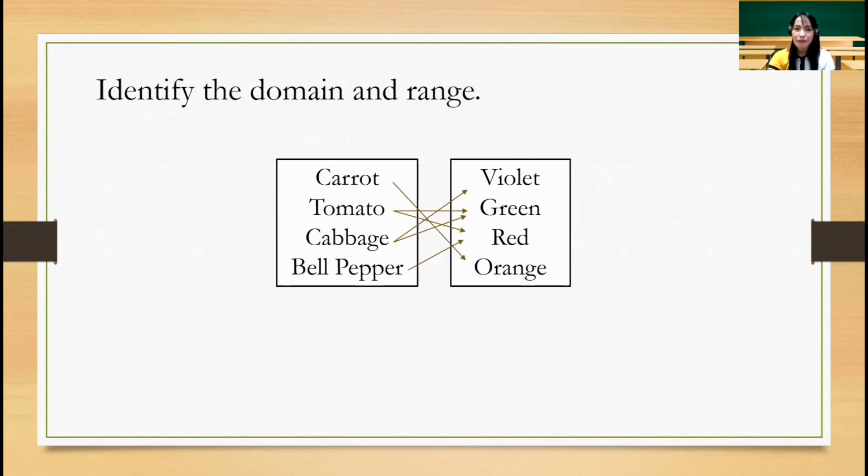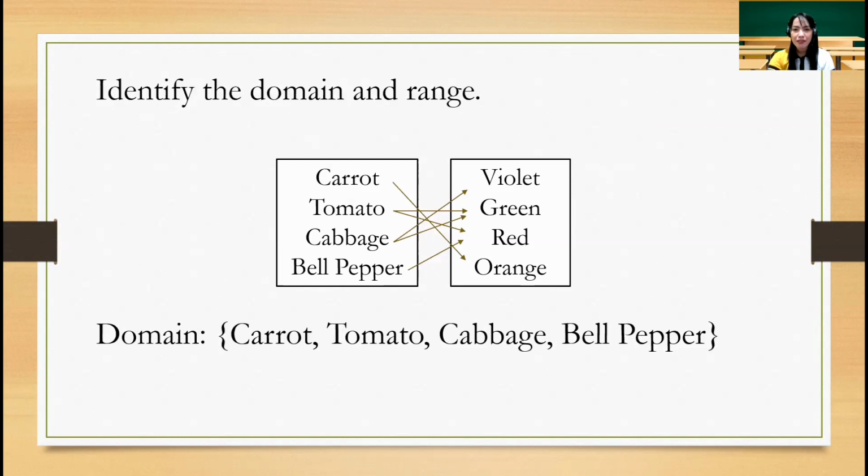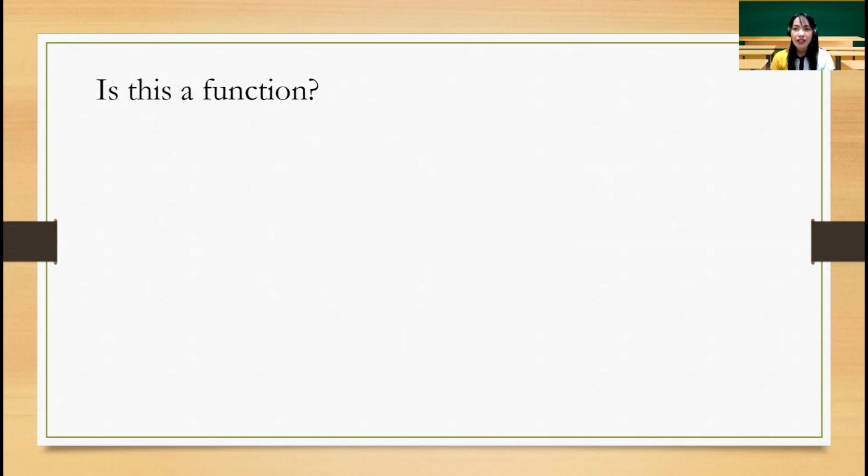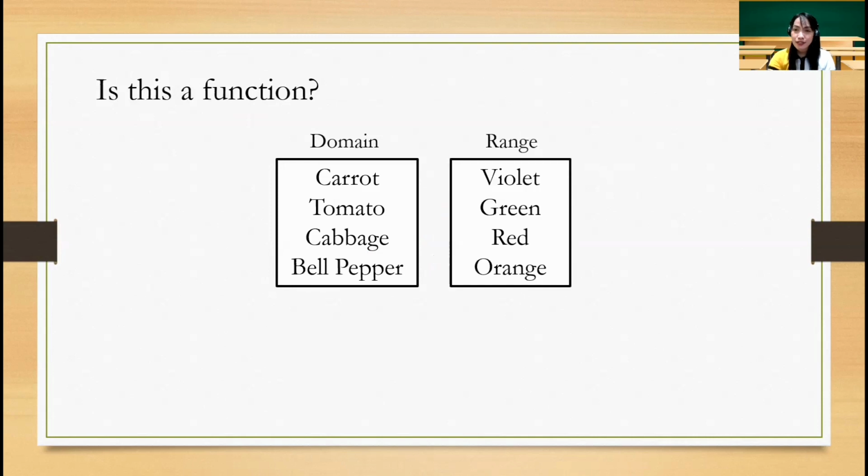Now, let's have this example. Carrot, tomato, cabbage, bell pepper, and their colors. Domain: carrot, tomato, cabbage, and bell pepper. For the range, their colors: violet, green, red, orange. Now, is this a function? Let's use an arrow diagram. Si carrot naka-pair lang sa orange. What about si tomato? This time, dalawa yung ka-pair ni tomato sa second set. We have green and red. Also sa cabbage, violet and green, dalawa din yung ka-pair niya sa second set.